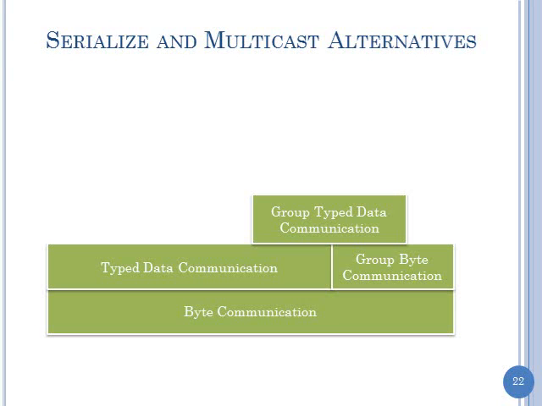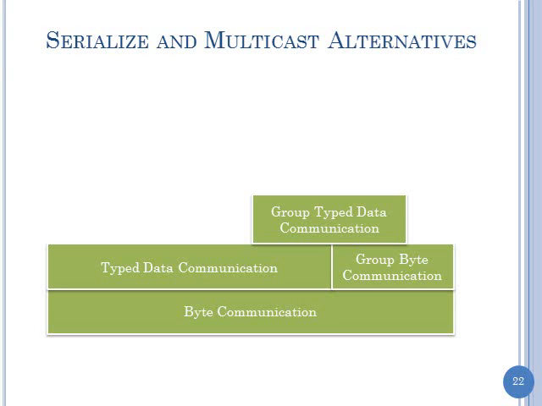So what about group type? That's the issue at this layer. What about an issue at this layer? Notice that this layer is sitting on top of what layers? Byte communication, group byte communication. There is typed data communication. So this layer is sitting on top of both of them, right? It's type and it's group.